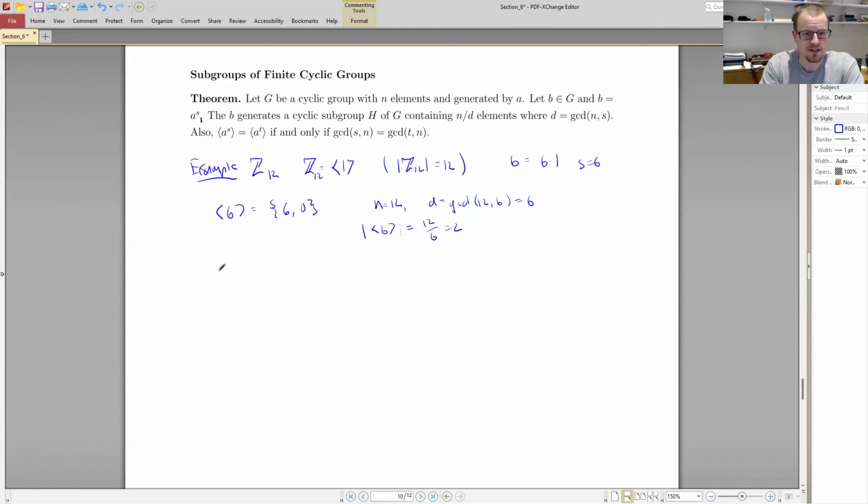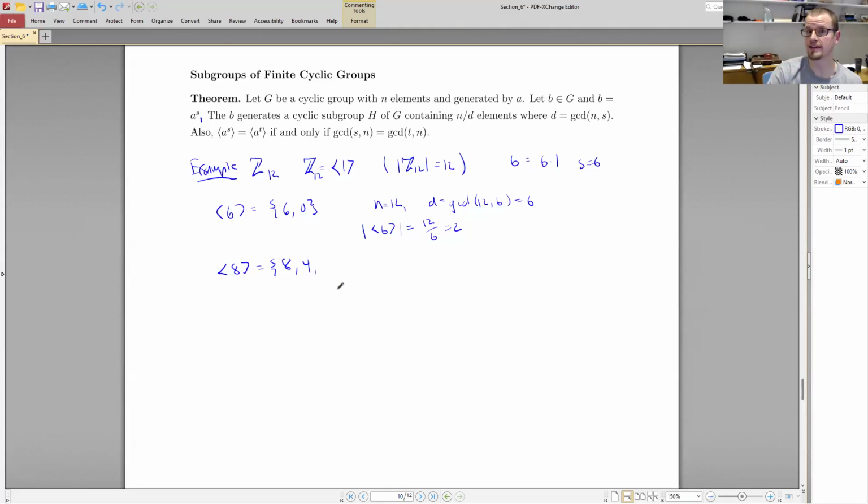Excellent. So let's consider then, I want to think about a way that this will work out. Okay, here we go. 8. Let's consider what 8 generates. So just another example here. So 8 generates, of course, 8. Let's see, 8 plus 8 is 16. 16 mod 12 is 4.